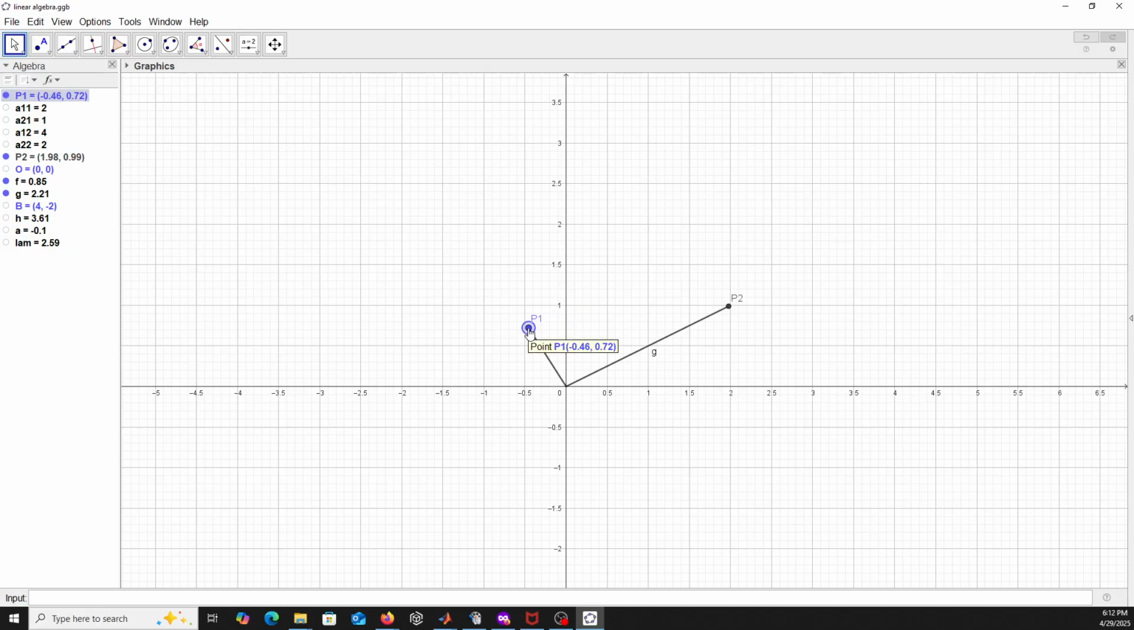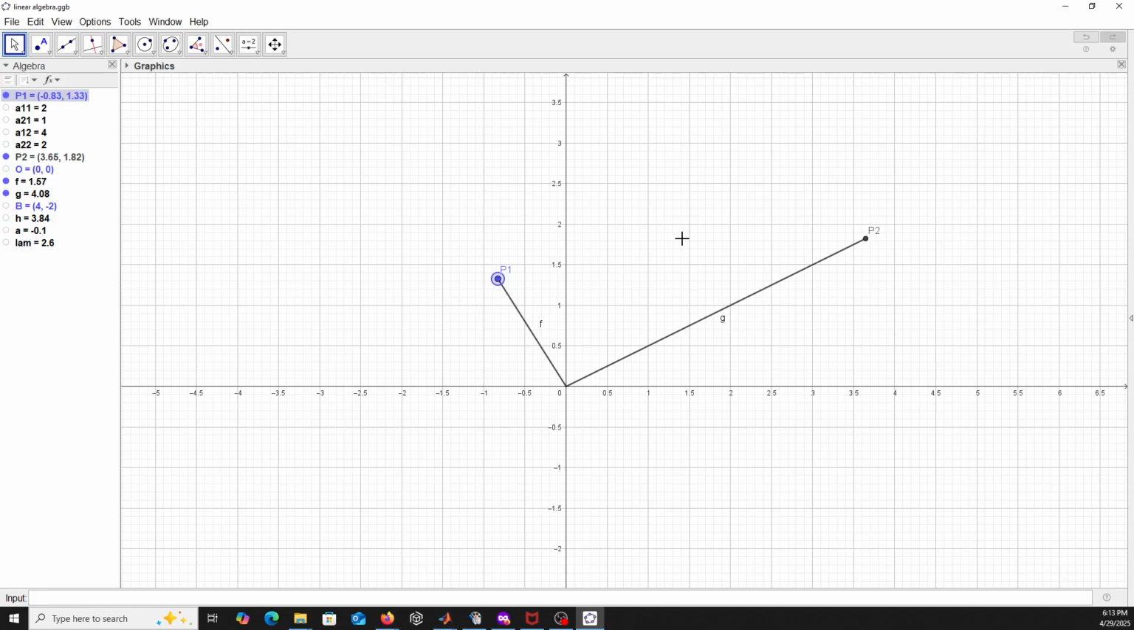Now if you also notice, this is the span of the column vectors of the matrix A. So in this case I have infinite solutions. That's not the only solution.